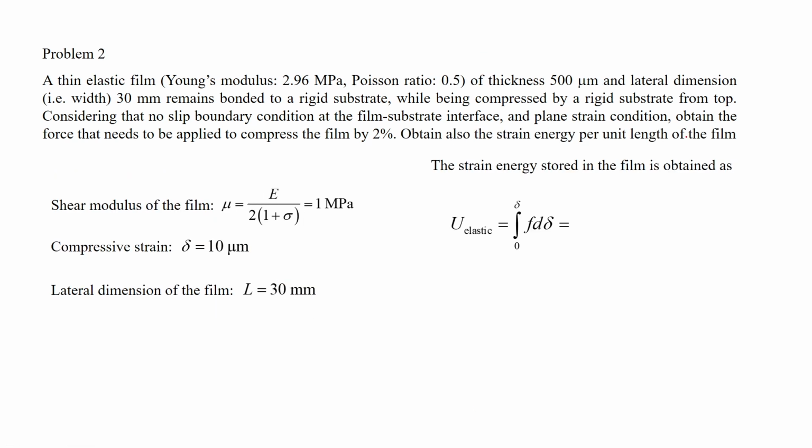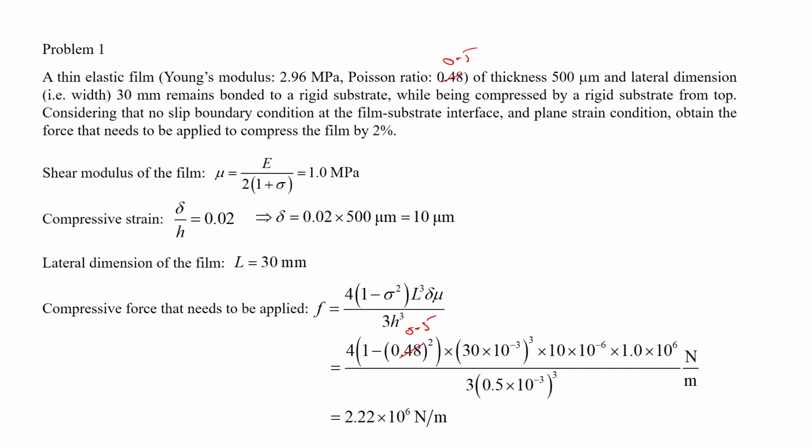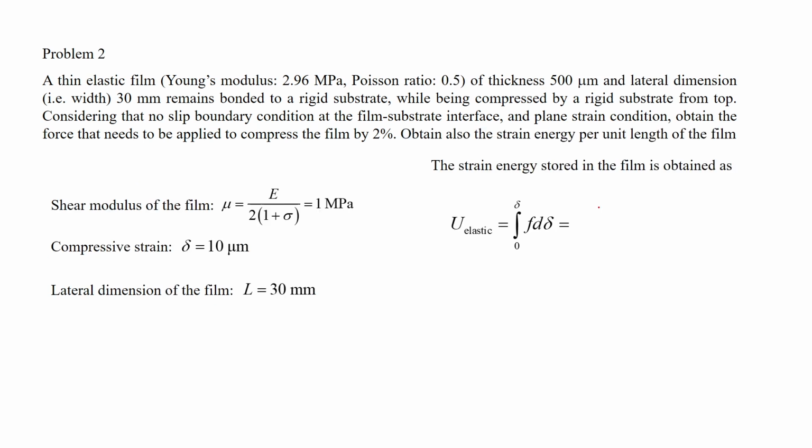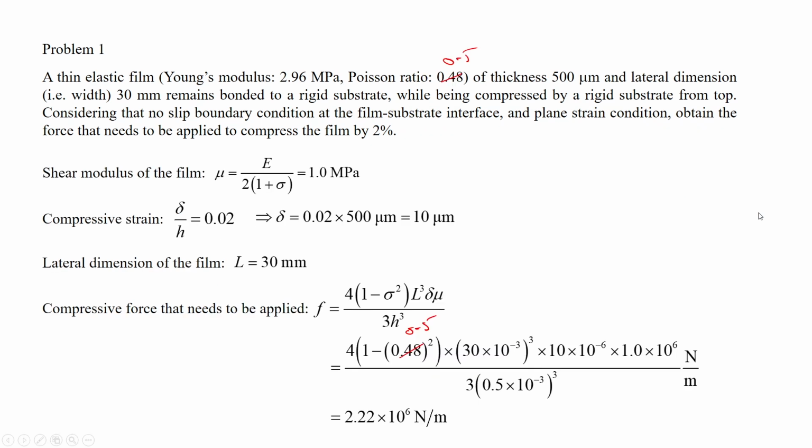Obtain also the strain energy per unit length of the film. So, the strain energy stored in the film can be written. F has to be expressed in terms of delta, the way I have expressed it over here. So, let me put it: 4 into 1 minus sigma square by 3, and this is delta into mu into inverse, this is H by L whole cube, and this is d delta, integrated from 0 to delta.